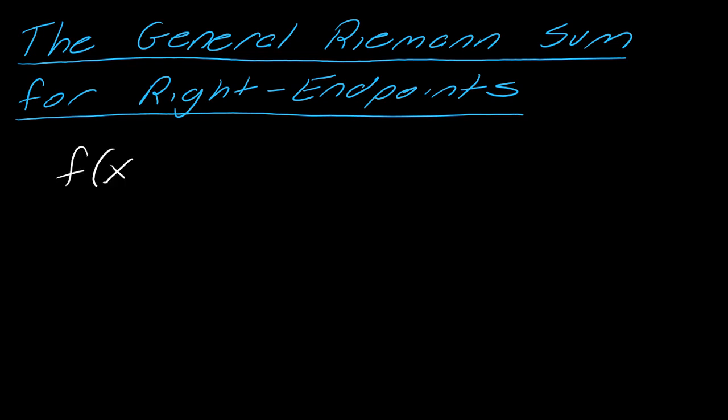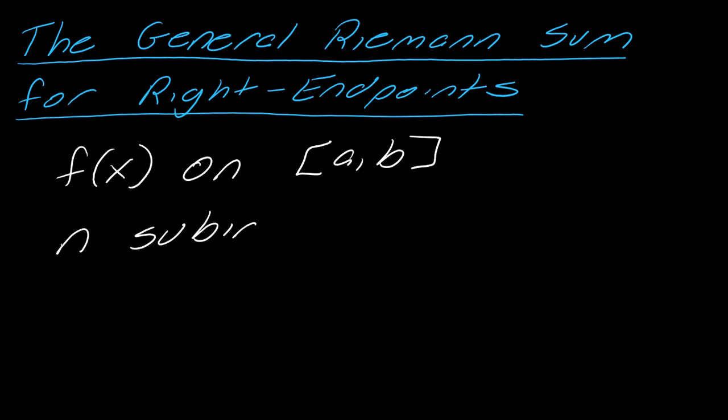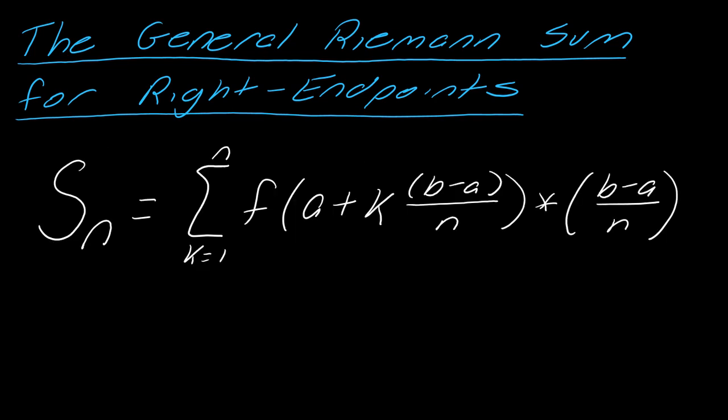So you have some function f of x on a closed interval from a to b. This is kind of the whole thing. And then we usually have n subintervals. So I just want to preface this formula with that information. So here's the formula.